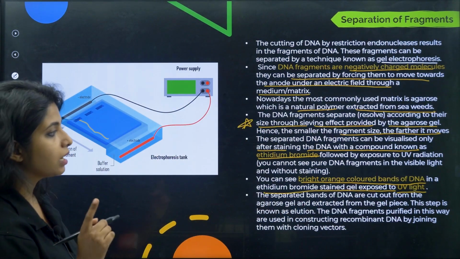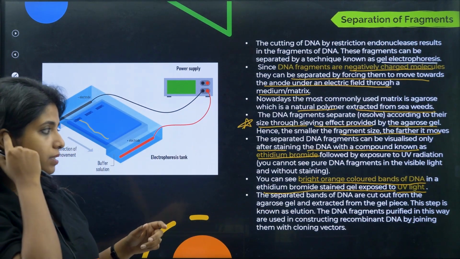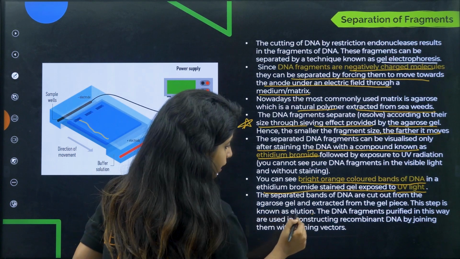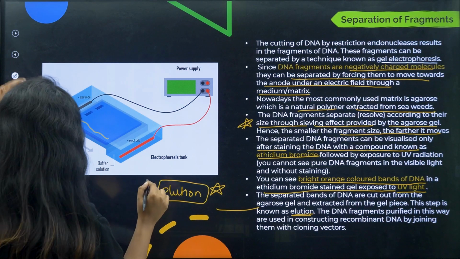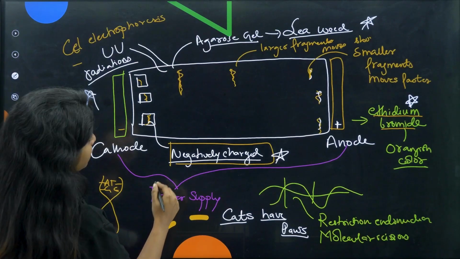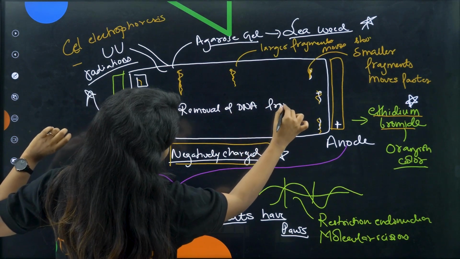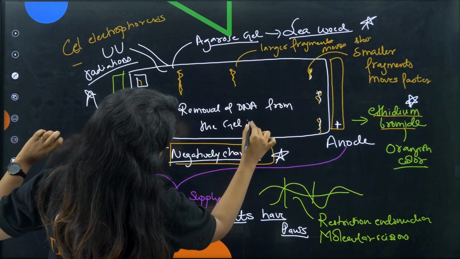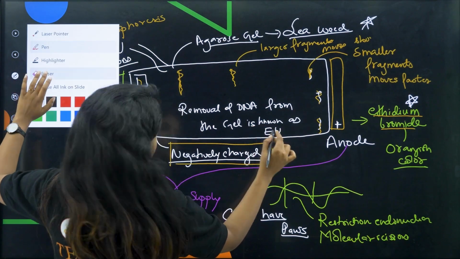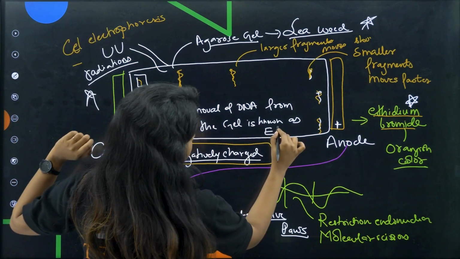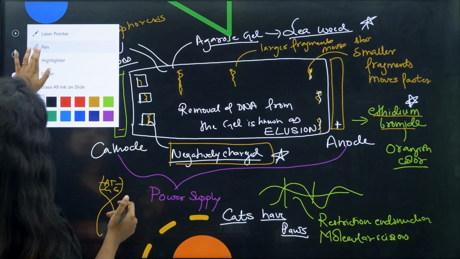The separated bands of DNA are cut out from the agarose gel and extracted from the gel piece. Okay, this is also important. This process is called elution. Removal of DNA from the gel is known as elution. Okay, now going ahead.